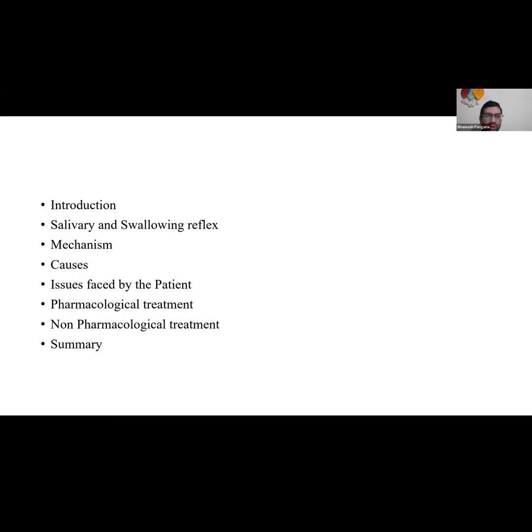Coming to the outline of the presentation, today we will go first through the introduction, then we will see the salivary and swallowing reflexes, then the mechanism and the causes of sialorrhea, then the issues faced by the patients, and then we'll go on to the management part, dealing first with pharmacological treatment and then non-pharmacological treatment.